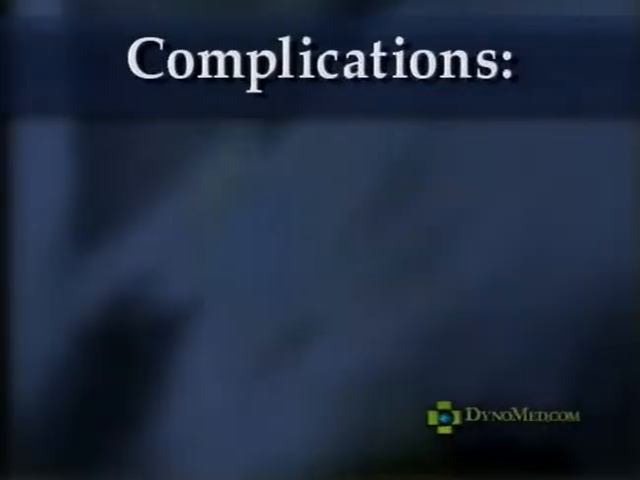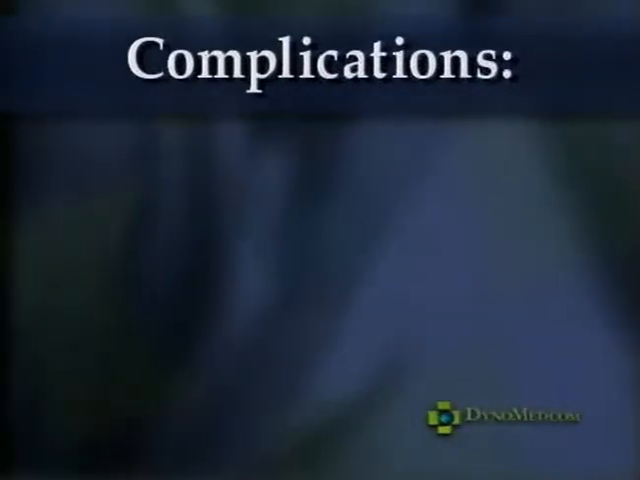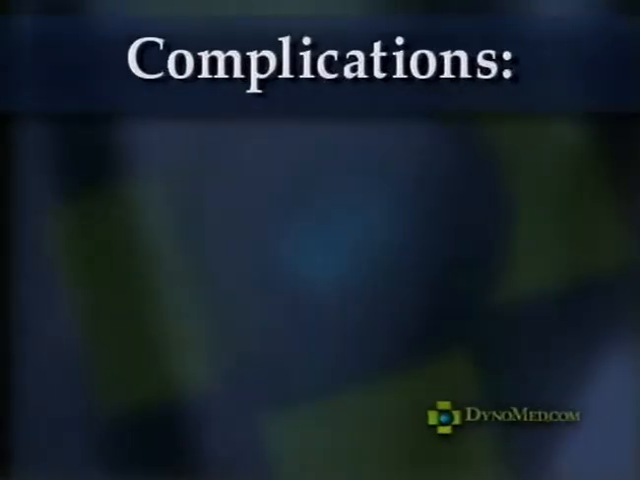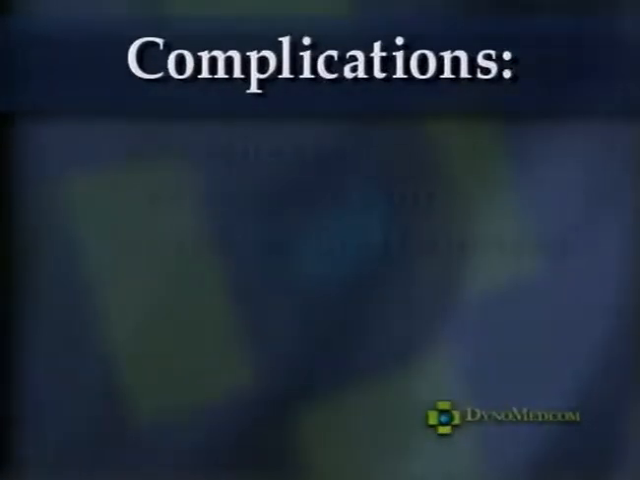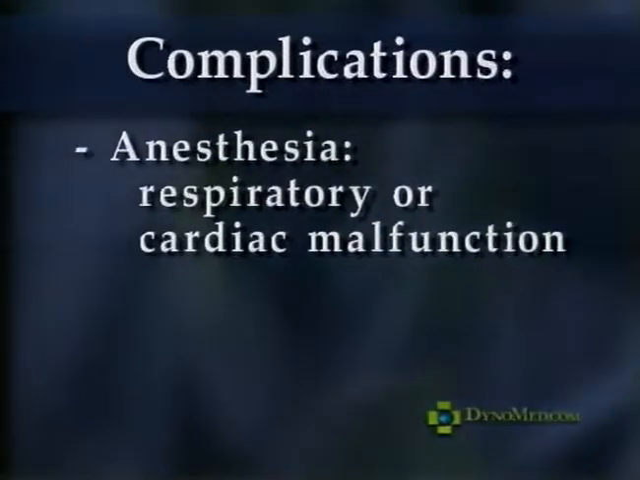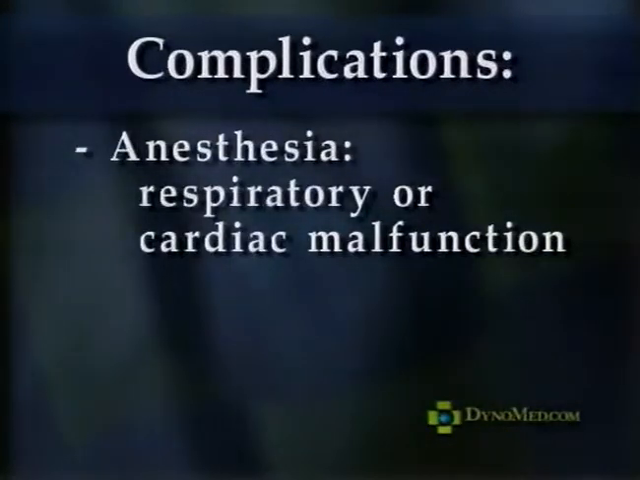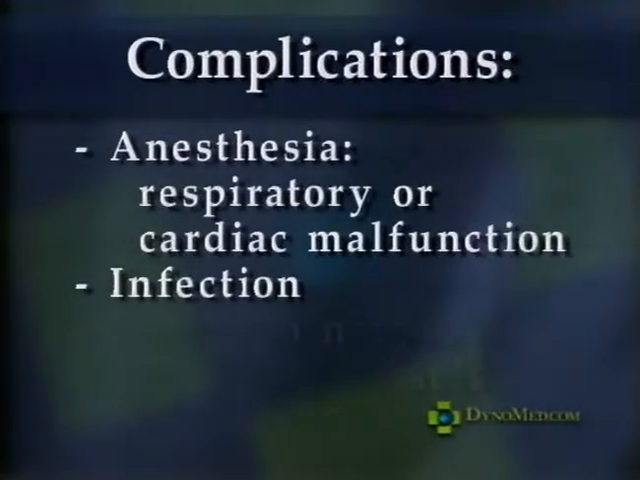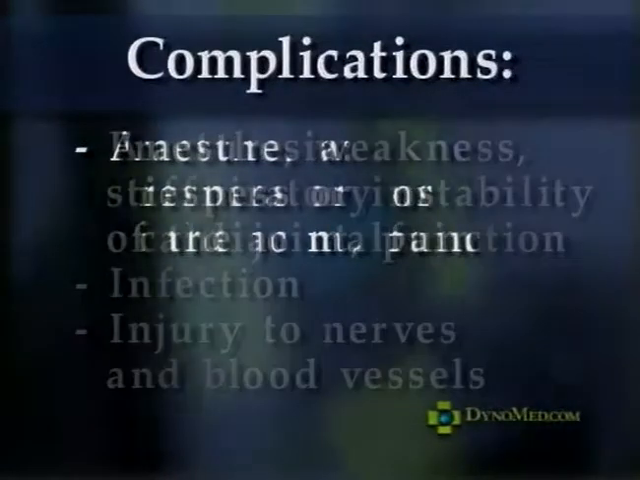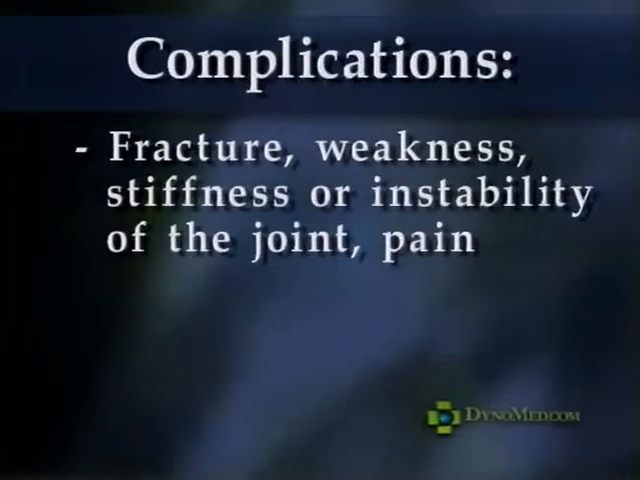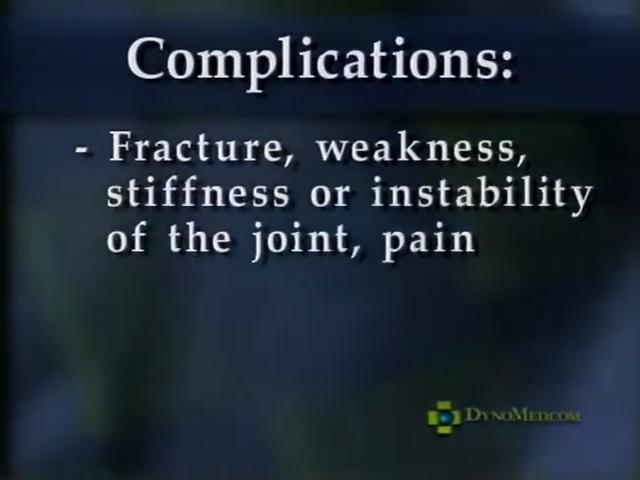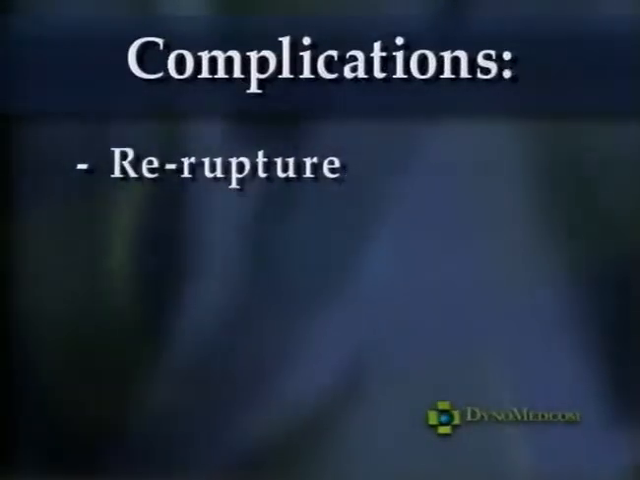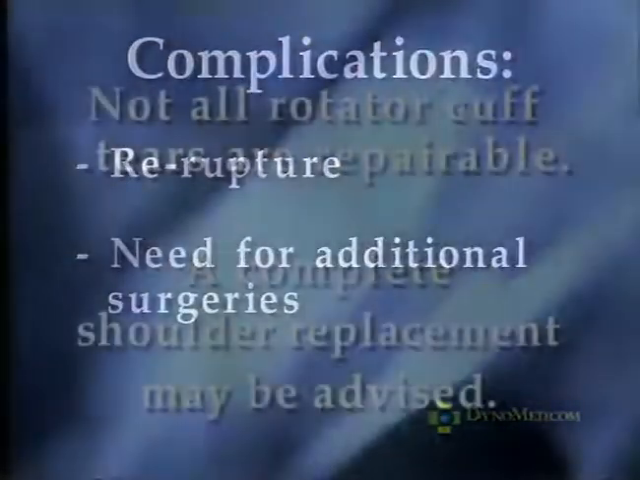Although surgery for rotator cuff injuries is usually without any significant problems, there may occasionally be unforeseen complications associated with anesthesia, including respiratory or cardiac malfunction. The surgery itself may be complicated by infection, injury to nerves and blood vessels, fracture, weakness, stiffness or instability of the joint, pain, inability to repair a tendon, re-rupture, or the need for additional surgeries.